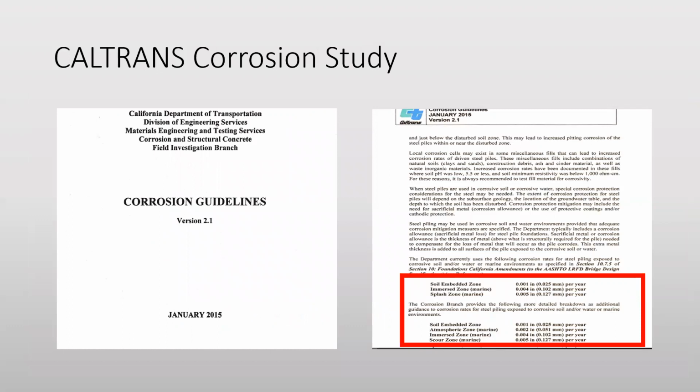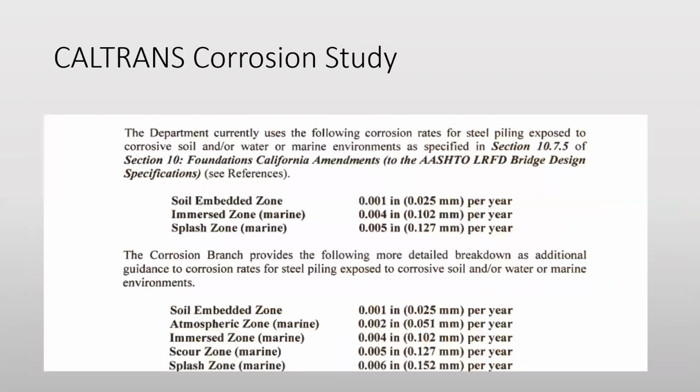So in 2015, Caltrans conducted a follow-up study to test the destructive resistance of steel pipe. And this study tracked the corrosion rates of steel pipe exposed to corrosive soil, water, and marine conditions. This study recorded that steel corrosion rates vary depending on the environment. And steel pipe can be used in corrosive soil or water environments provided that adequate mitigation measures are in place.